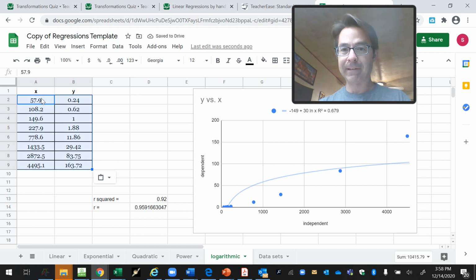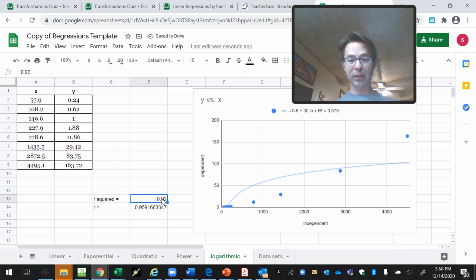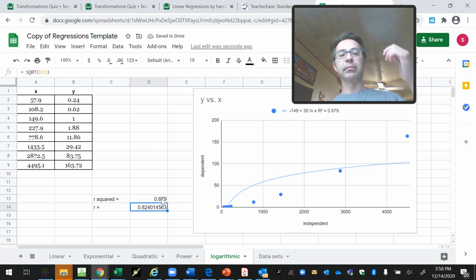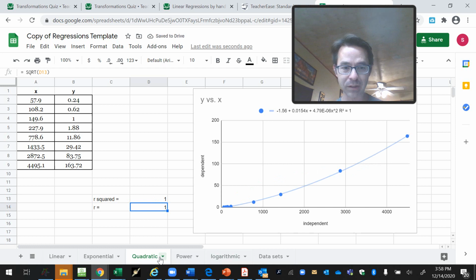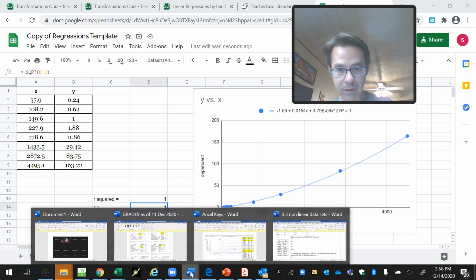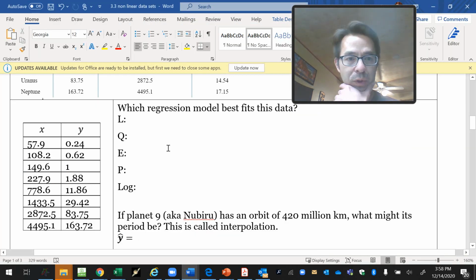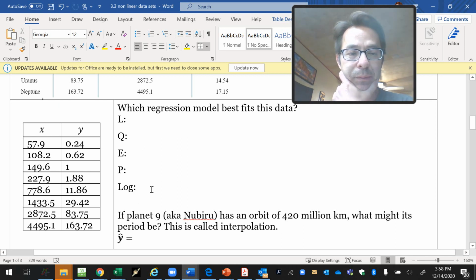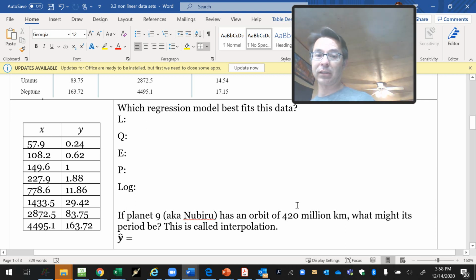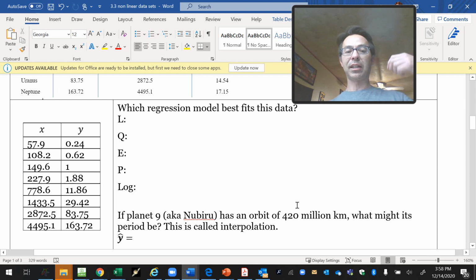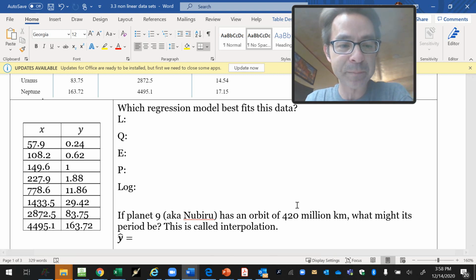Okay, the logarithmic function is not even close. Not even close. So the winner here is quadratic, or you could say power, I guess. And then the question here, so you want to record all those R values because you need to have evidence. If you say quadratic is the best model but you don't have evidence to support your claim, it doesn't even count. Like an opinion with nothing to back up that opinion.